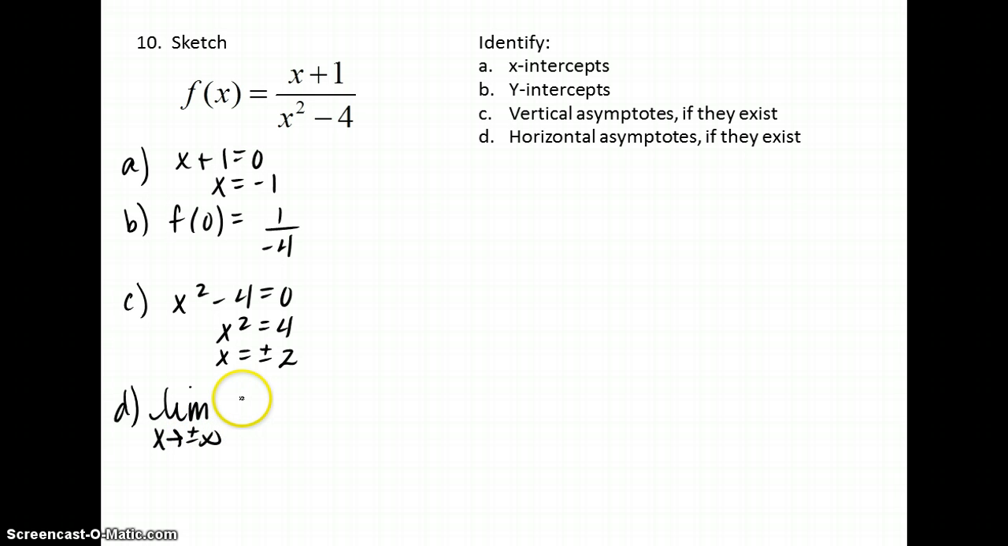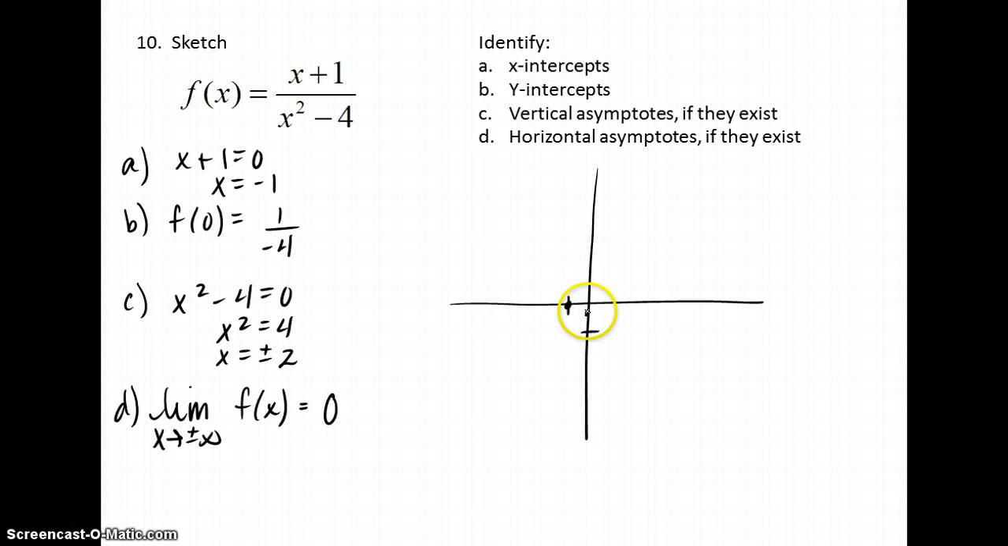This function is bottom heavy. The x squared is bigger than the x term, so the limit at both positive and negative infinity will be 0. So now putting all that together, x-intercept at negative 1, y-intercept at negative 1/4, vertical asymptotes at 2 and negative 2. The x-axis serves as the horizontal asymptote.